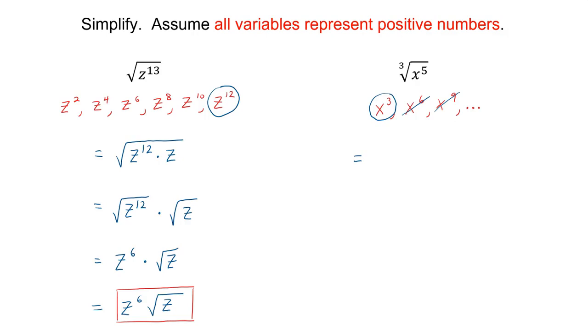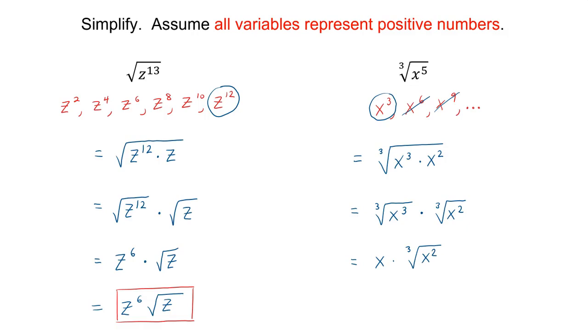So let's rewrite x to the 5th as x to the 3rd times x squared. Now, using the multiplication property of radicals, we can rewrite the cube root of x to the 3rd times x squared as the cube root of x to the 3rd times the cube root of x squared. Now let's simplify the cube root of x to the 3rd. The cube root of x to the 3rd is x, because x times x times x gives us x to the 3rd. So now we have x times the cube root of x squared.